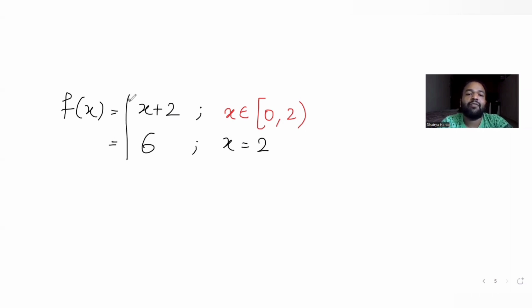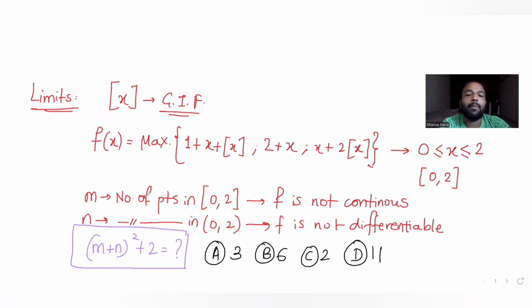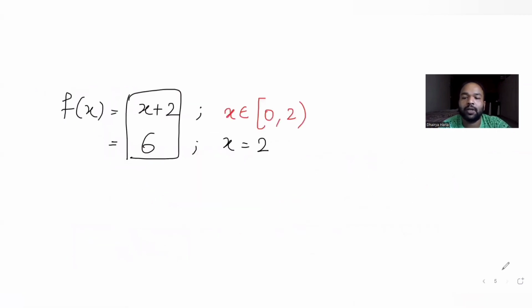So these are your functions f of x. Now here, if I try to see the continuity first, it's telling me m is the number of points in the closed interval where x goes from 0 to 2, where the function is not continuous. So I understand that from x equal to 0 up till just less than 2, you have the function x plus 2, which is continuous.